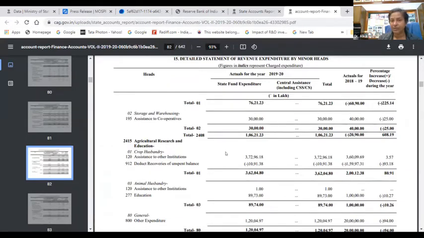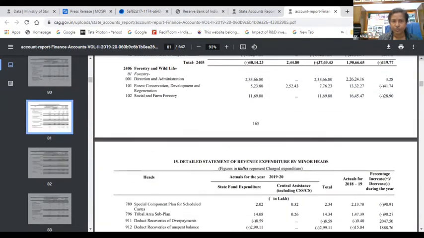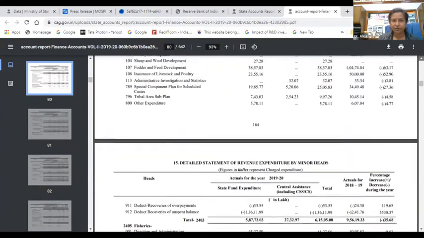So you can see in crop husbandry, this is the state fund expenditure, and this is from the central assistance. Such data is given. So the actual expenditure for 2018-19 is this much by that state government on agriculture research and education in crop husbandry. Similarly, agriculture research and education in animal husbandry is this much. Fine. Similarly, 2401 is for crop production.